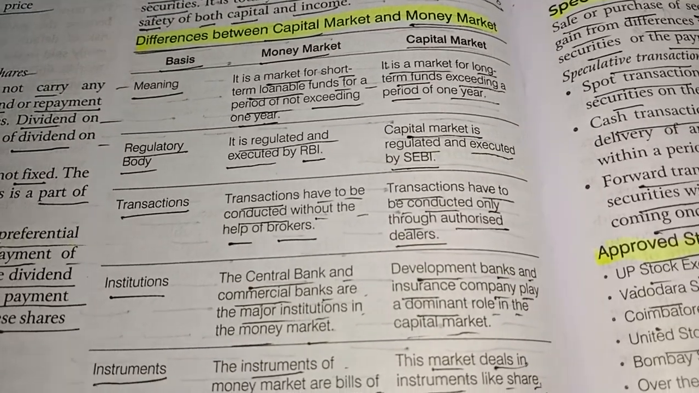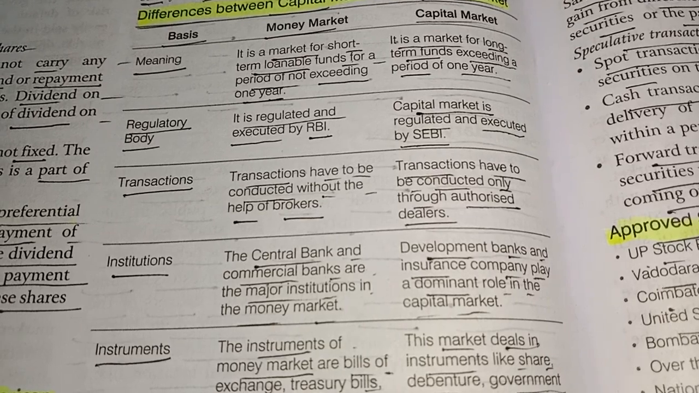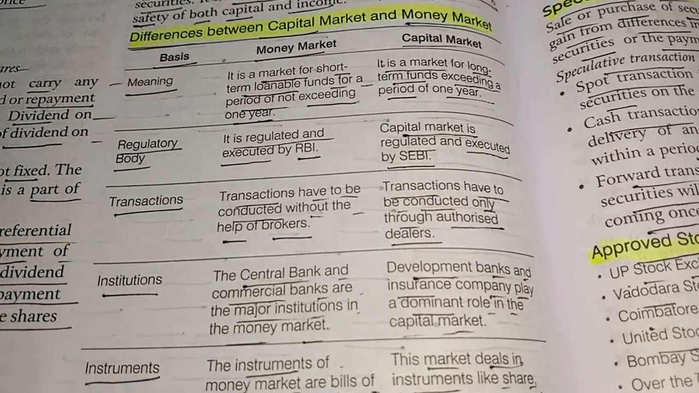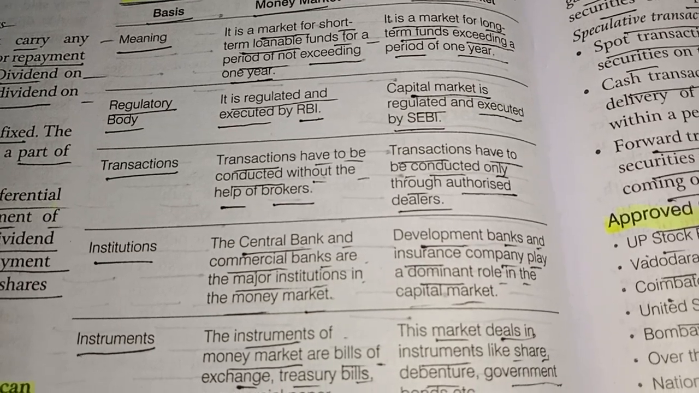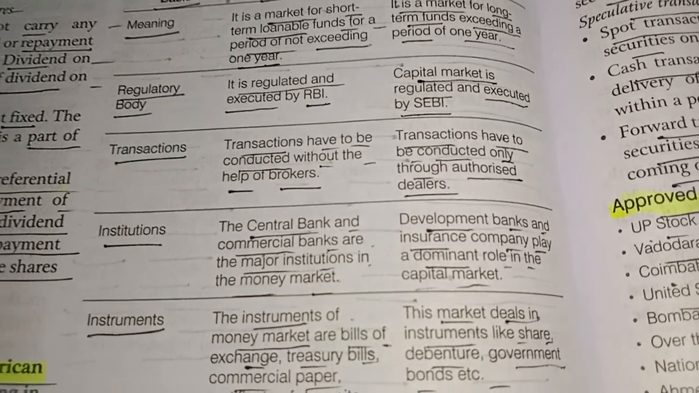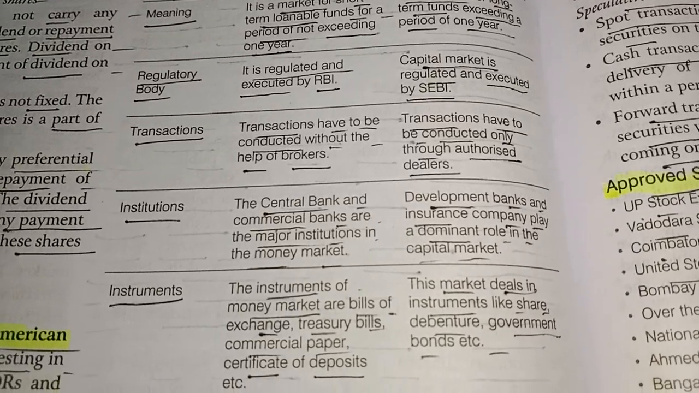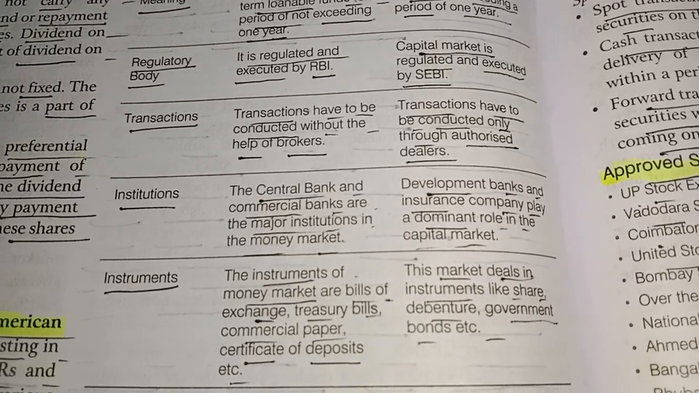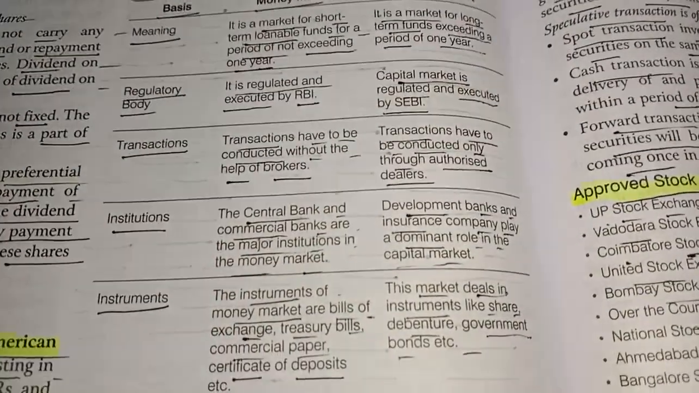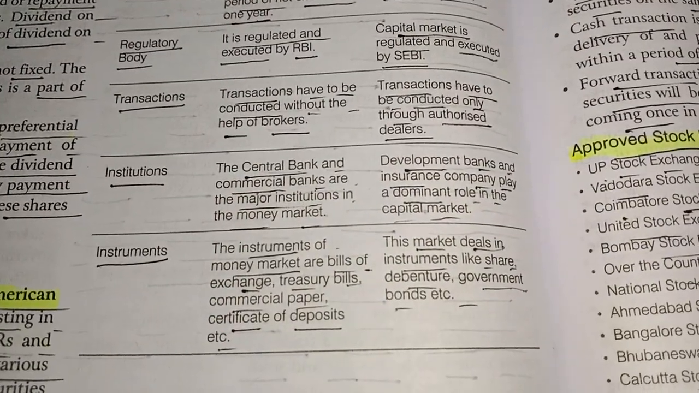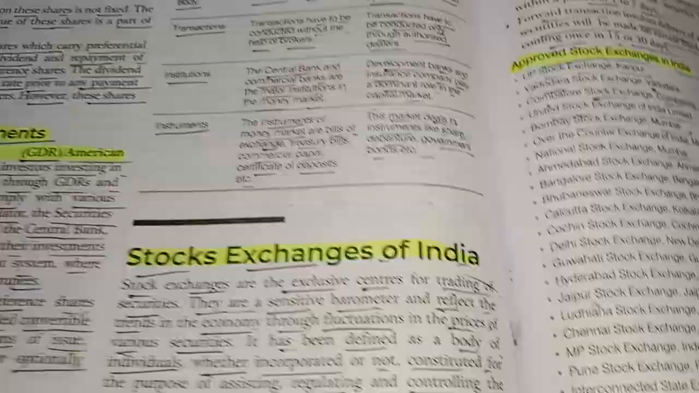Money market institutions. The central bank and commercial banks are the major institutions in the money market. Capital market: development banks and insurance companies play a dominant role in the capital market. Money market instruments. The instruments of money market are bill of exchange, treasury bill, commercial paper, certificates of deposit, etc. Capital market. This market deals in instruments like shares, debentures, government bonds, etc.